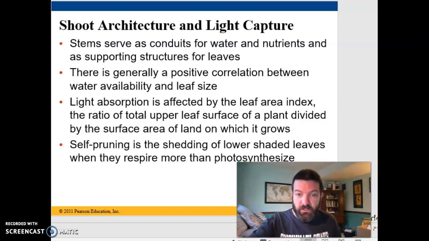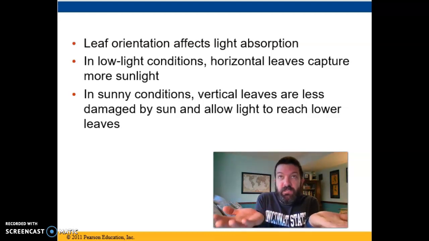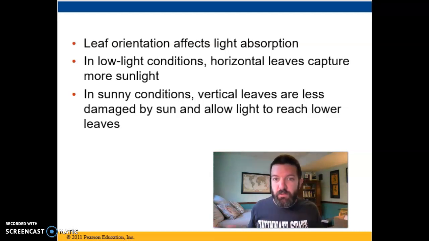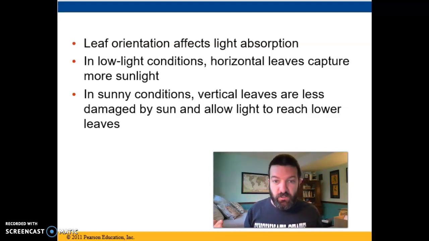And very often you're going to see self-pruning. So as lower leaves become shaded and become more of a liability for losing water and less of a production center for sugars, you're just going to drop them. You're going to self-prune. Leaf orientation matters as much as leaf size. In really, really low light conditions, you want broad leaves facing up where the sun's coming from to get as much of that limited light as possible. In really sunny conditions, you may have vertical leaves like this so that you have less of the surface facing the sun, and you're going to lose less water and have less damage by the solar radiation.